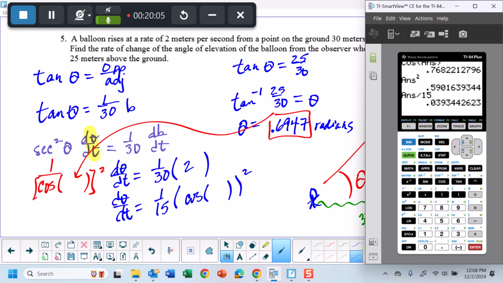0.039. Everybody okay with that math? So make sure you include your units. The rate of change is 39 thousandths radians per second. Does that answer your questions? Okay? Pretty good? Okay.